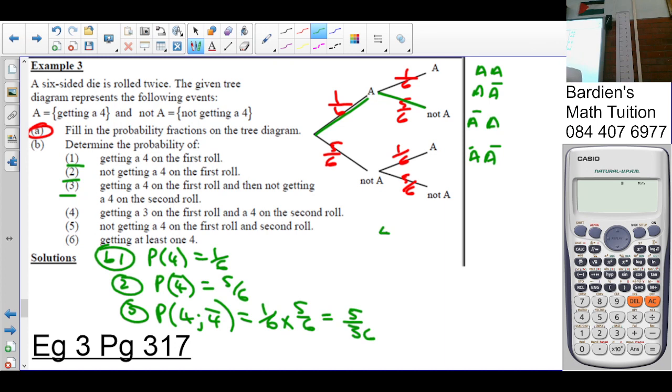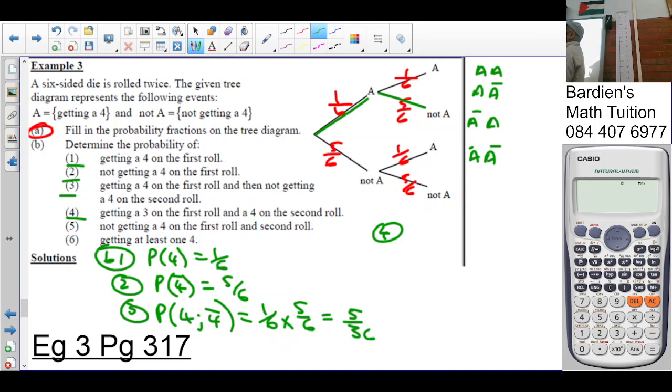Okay. Number 4, getting a 3 on the first row and getting a 4 on the second row. Getting a 3 on your first row, how many outcomes are there? I think they made a mistake here. For number 4, it says you're getting a 3 on the first row. It's not 4. This should have read not 4 on the first row and 4 on the second row. Shouldn't have read 3.